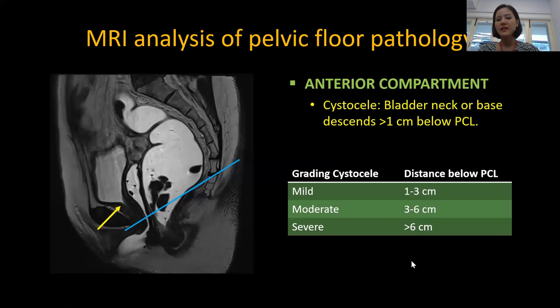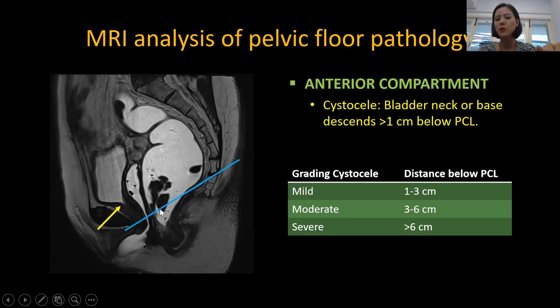Next, we will analyze pelvic floor pathology in each compartment. Start from the anterior compartment. The organ-specific reference point is the bladder neck or bladder base, depending on which one is lower. Cystocele is present when the bladder neck or base descends more than 1 centimeter below the PCL.